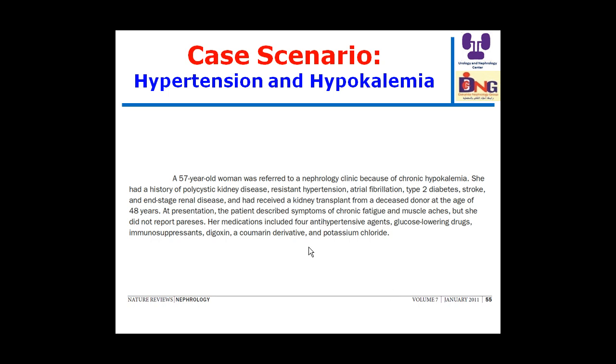This is a 57-year-old woman who was referred to a nephrology clinic because of chronic hypokalemia. She had a history of polycystic kidney disease, resistant hypertension, atrial fibrillation, type 2 diabetes, stroke, and end-stage kidney disease, and she received a kidney transplant from a deceased donor at the age of 48 years. At presentation, the patient described symptoms of chronic fatigue and muscle aches, and she didn't report paresthesia. Her medications included 4 antihypertensive agents, so it is resistant hypertension, glucose-lowering drugs, immune suppression, digoxin, coumarin derivatives, and potassium chloride.